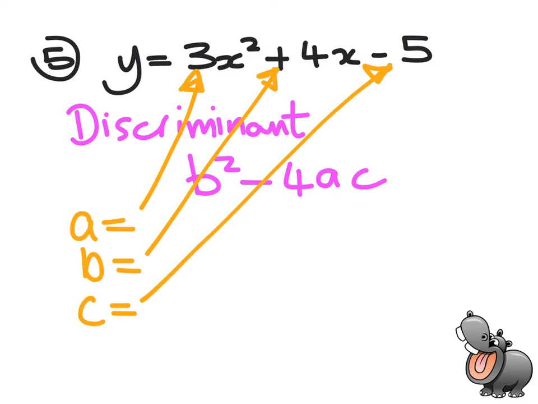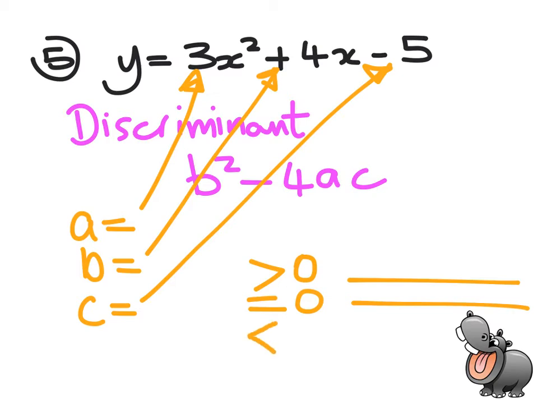Plug all those values in and you'll either get a number which is bigger than 0 for two real distinct roots, equals 0 for repeated roots, or less than 0 for no real roots.